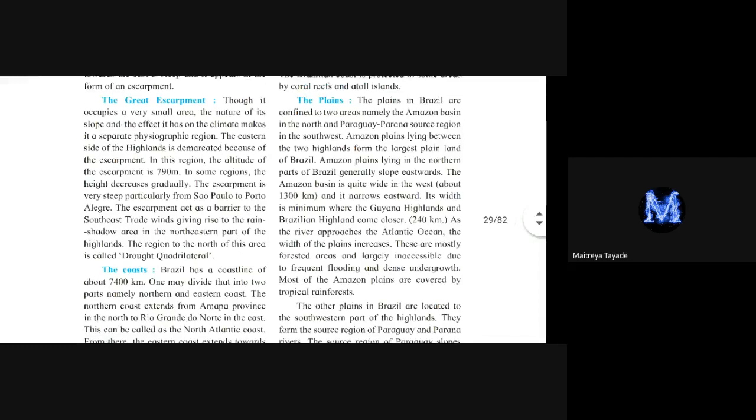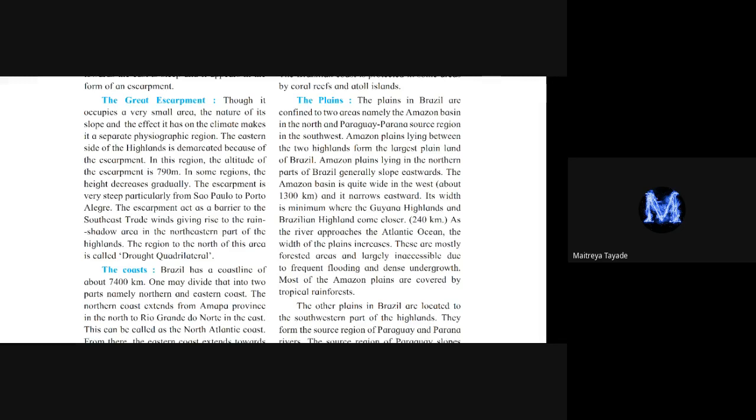Though it occupies a very small area, the nature of its slope and the effect it has on the climate make it a separate physiographic region. Basically, this Great Escarpment region in Brazil, or this physiographic division, is not very big, it is a small area, but the nature of its slope is steep, and it has an effect on the climate. Whatever the climate of Brazil is, that escarpment affects the climate of Brazil. So that's why it is considered a separate physiographic region.